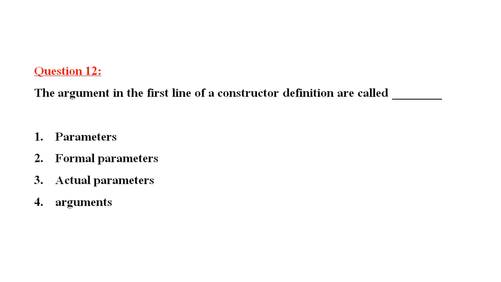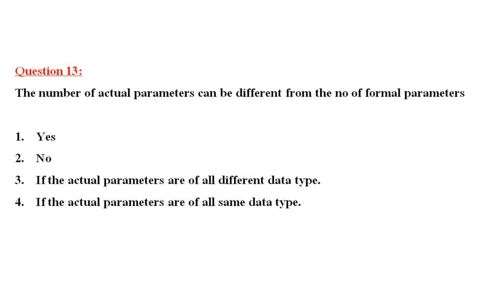Question 12. The arguments in the first line of a constructor definition are called dash parameters. Number 1, number 2 formal parameters, number 3 actual parameters, and number 4 arguments. So the right answer would be formal parameters. Question number 13. The number of actual parameters can be different from the number of formal parameters.